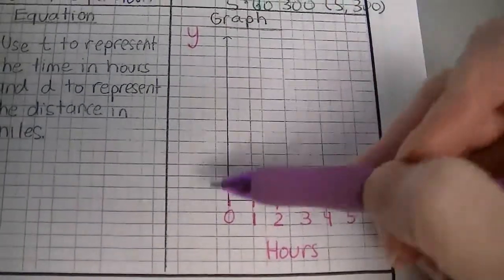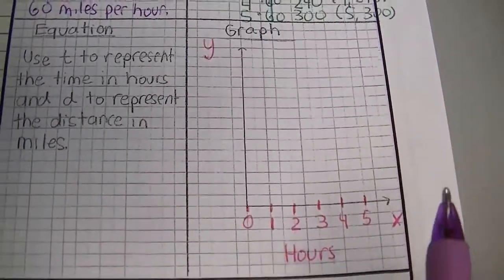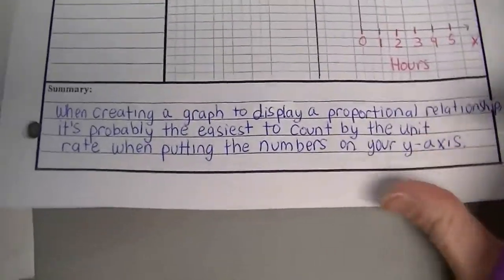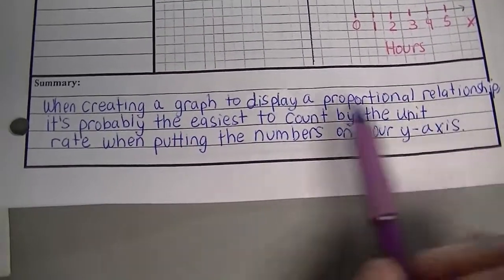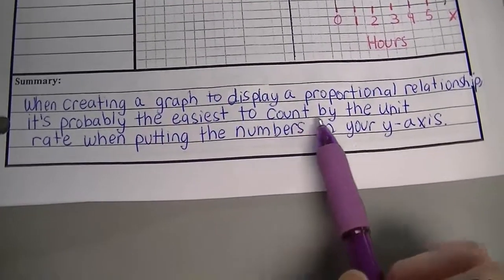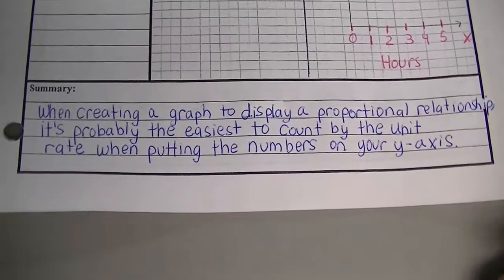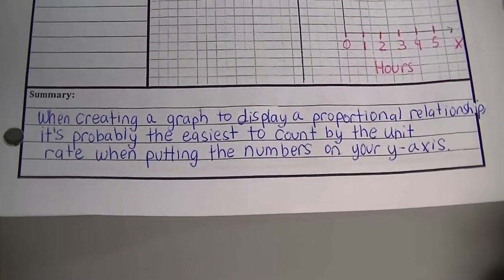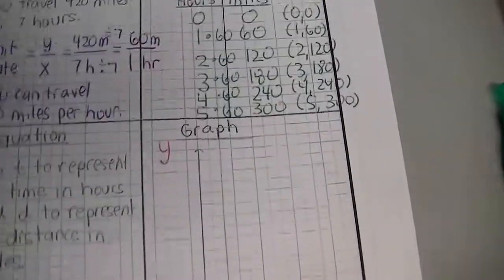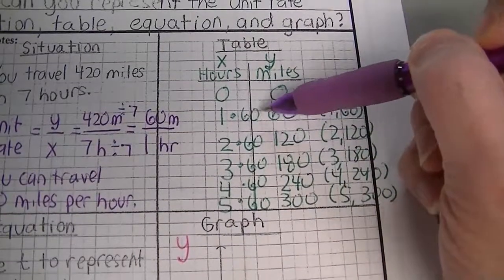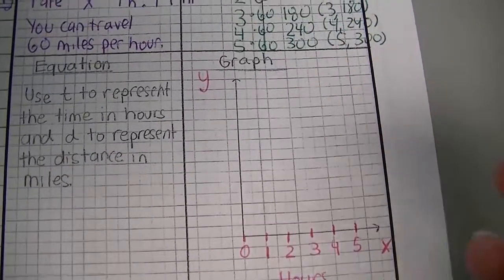Before we write down the y values in our graph, I want you to read this statement right here, and yes, please write it down. When creating a graph to display a proportional relationship, it's probably easiest to count by the unit rate when putting the numbers on your y-axis. Okay? So our unit rate is 60. Now you don't have to do this, but I'm just telling you it's probably easiest to count by that unit rate.